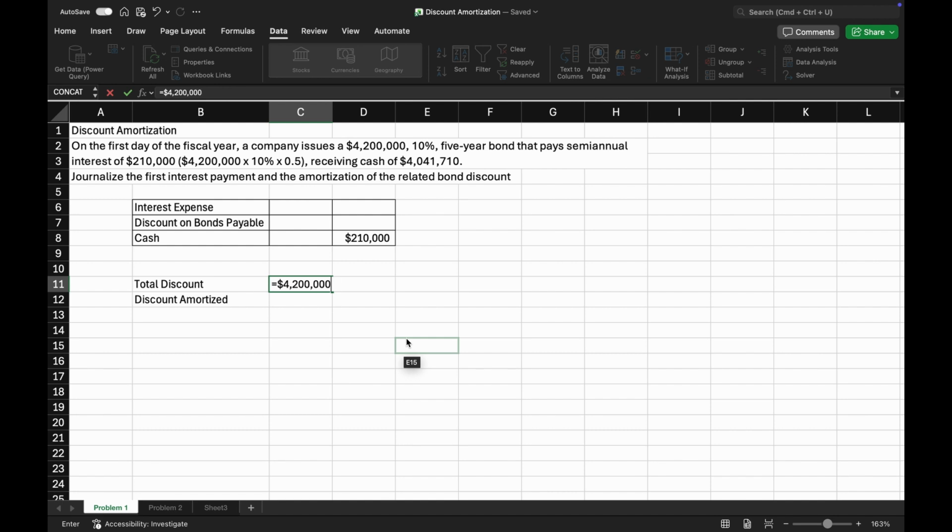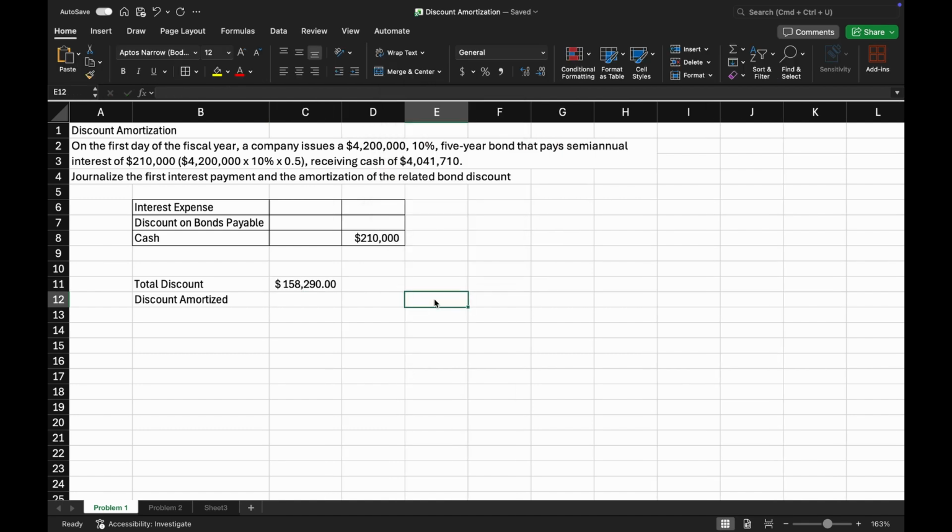$4,200,000 minus $4,041,710, which comes out to $158,290 as the total discount.